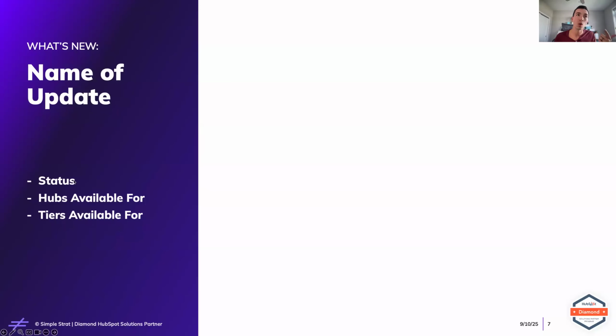public beta, which means you need to enroll in the beta, but anybody can do it, or private beta, which means you need to request access for the beta and HubSpot will need to approve it. And they'll look at things based on your usage and things like that to see if you'd be a good fit for that private beta. Then we'll talk about the hubs that it's available for. So is this Marketing Hub, Sales Hub, Service Hub, and then what tiers is available: Starter, Professional, Enterprise, everybody. So that's what you're going to see on the left-hand side here.